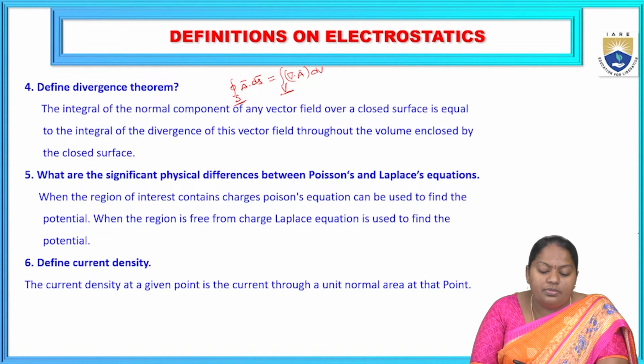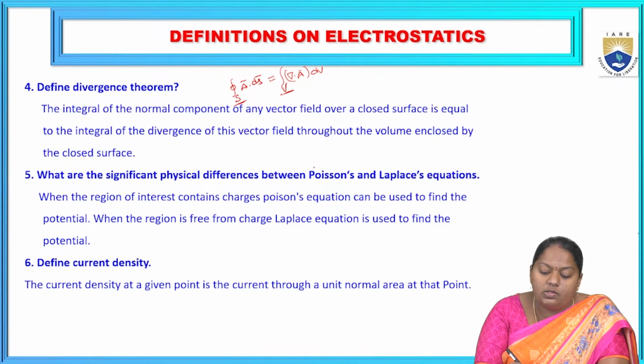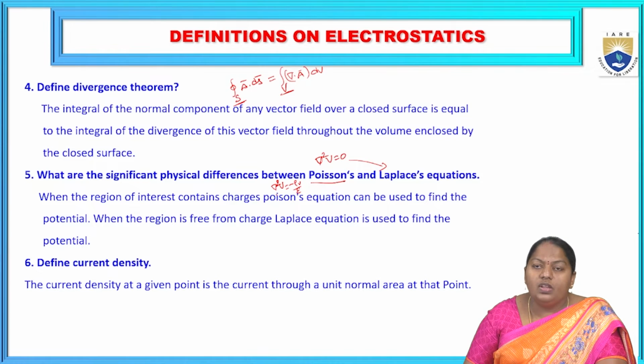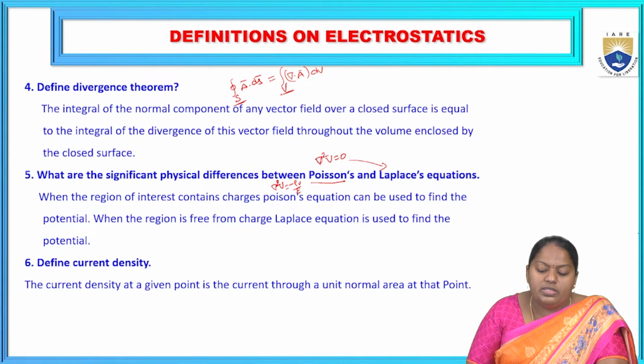Then, what are the significant physical differences between Poisson's and Laplace's equations? Laplace's equation is given by del square V equal to 0, whereas Poisson's law is given by del square V equal to minus rho V by epsilon. For a charge-free region, if rho V, the volume charge density, equals 0, then Poisson's equation becomes Laplace's equation.